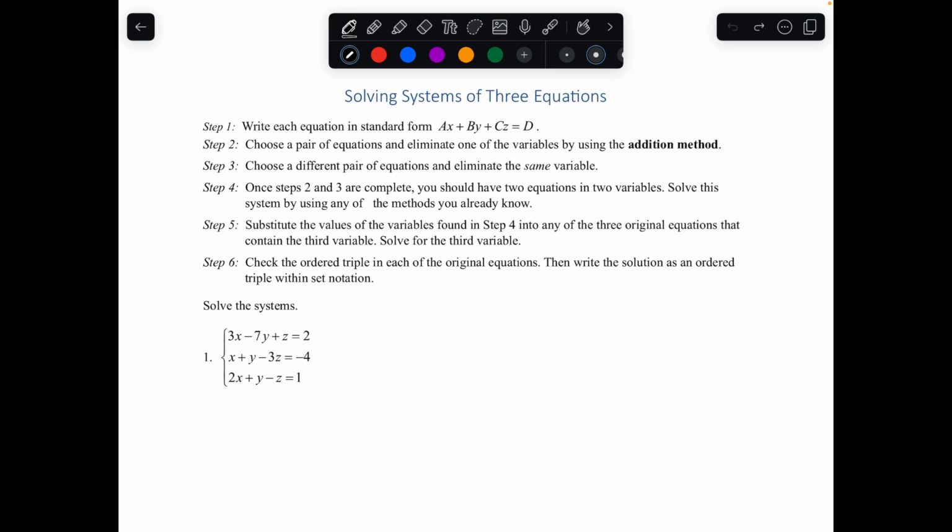In this video we're going to talk about solving systems of three equations. Similar to solving systems of two equations, we're going to use the addition method to solve systems of three equations.